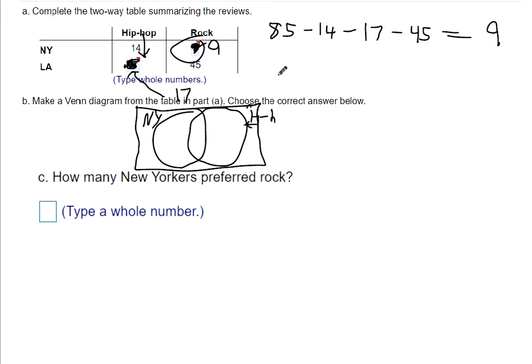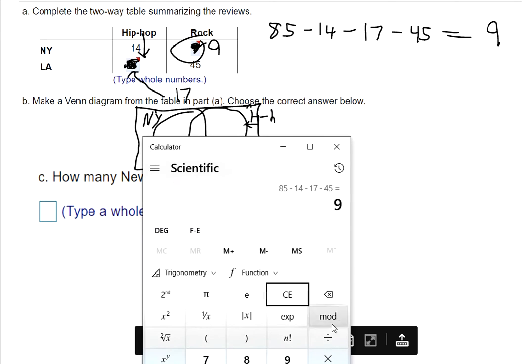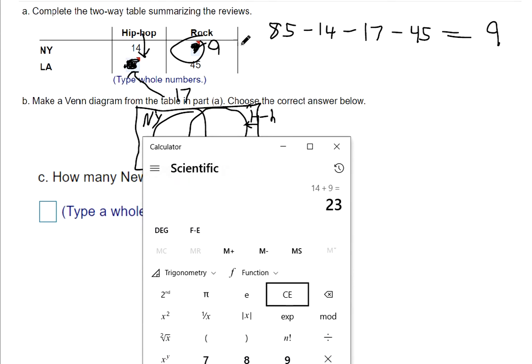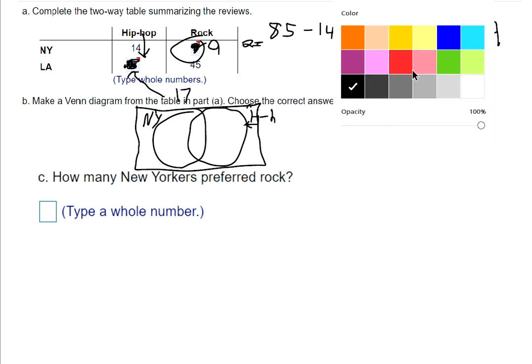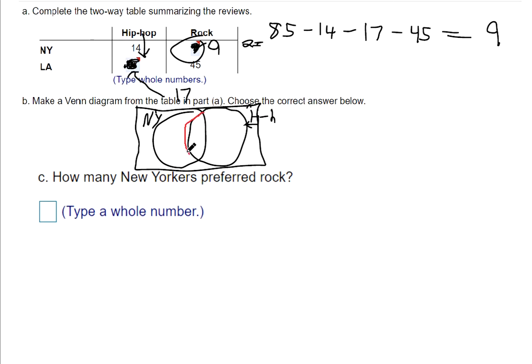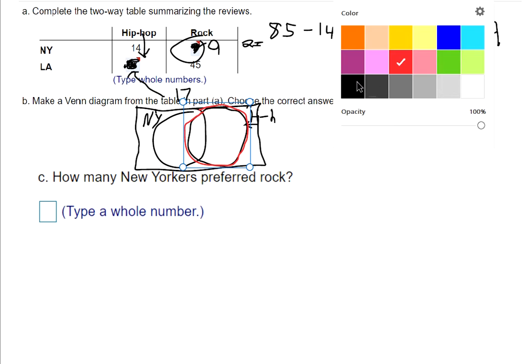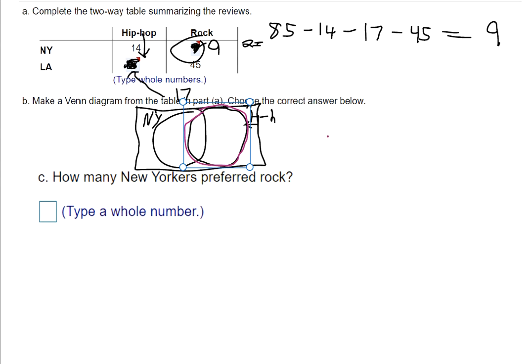Okay, so we could figure out how many people are from New York. 14 liked hip hop in New York, plus 9 liked rock. So there's 23 people total for the New York circle. And look, if this right circle over here, I guess I can color code this. If the red circle is hip hop, there were 9 people that liked both. There's 9 people that were in New York City. Oh, that's rock. Sorry, I misread that.